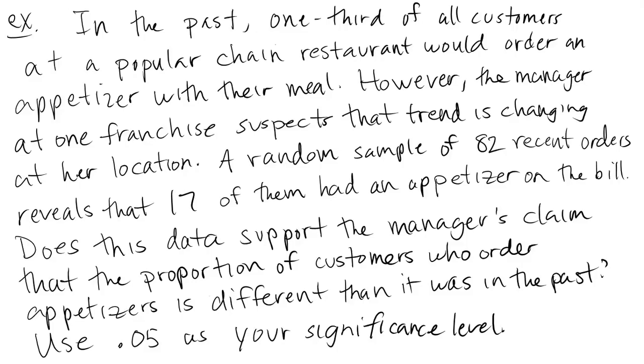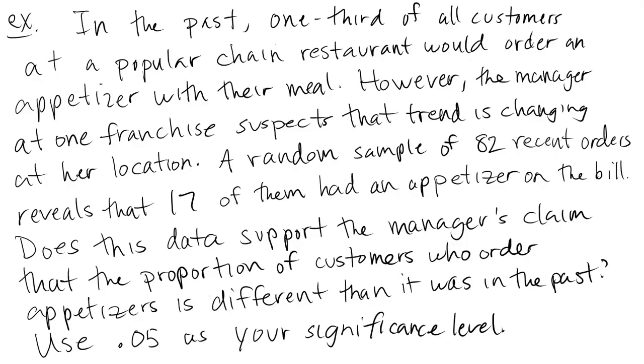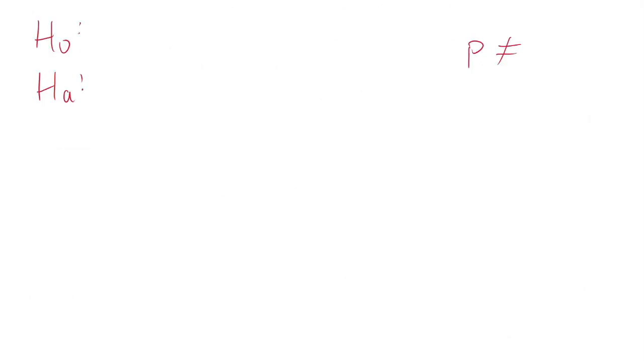The claim we're being asked if we can support is if the proportion of customers who order appetizers is different. It doesn't specify greater than or less than. It just says different. And the symbol we use to indicate that two numbers are different is not equal to. Not equal to doesn't specify greater than or less than. It just says that they're not the same. They're different. The claim is that that proportion is different than what it was in the past, and here we're given the fraction 1/3.